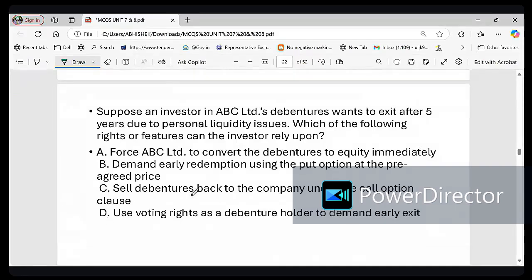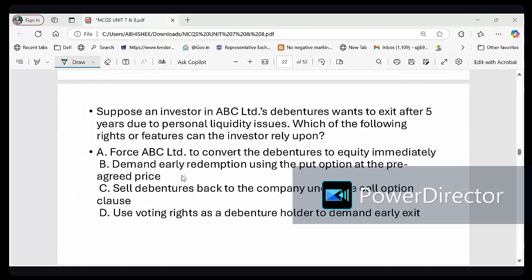Use voting right at debenture holder to demand early exit. What do you think? Very good. So now answer this question. If you need money urgently, would you rather sell your debenture to someone else or ask the company to return your money using a legal clause?